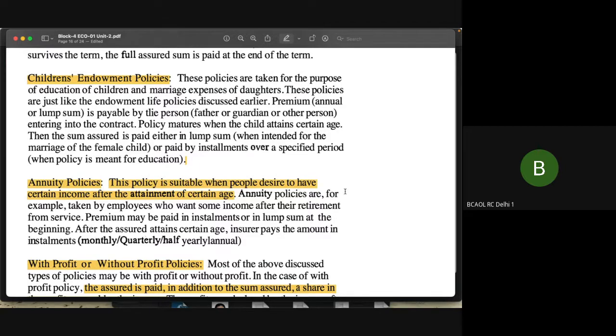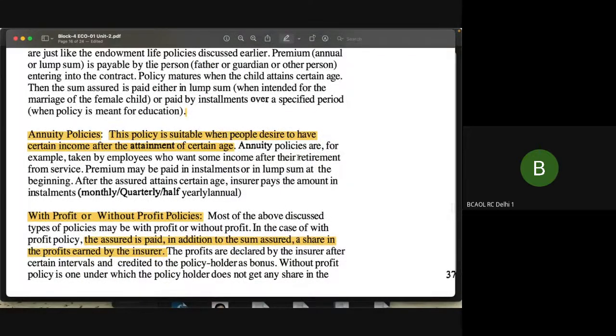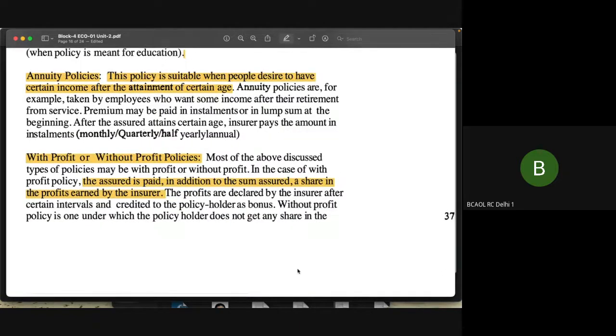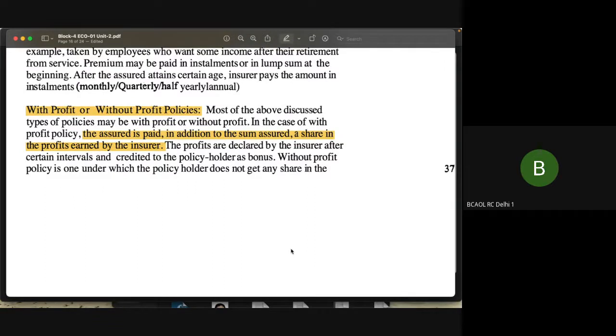Annuity policy is basically taken again for age, but it is taken up by the people who are about to retire. So it is called an annuity fund. So annuity policies are such that you will retire, then you'll take it out. With profit, without profit, like my case was the income value plan.